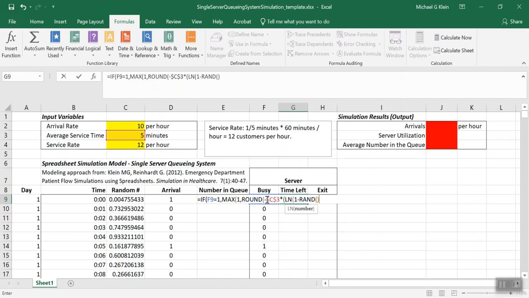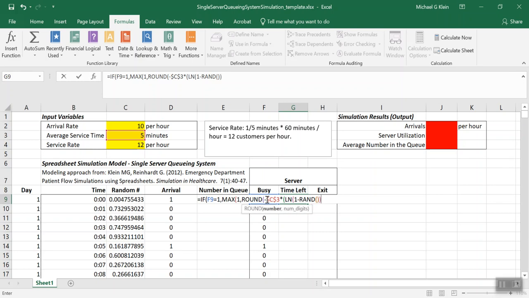Now note that this rand formula is going to generate a different random number than the random number that we have in column C, and that's appropriate. We should not use the random number that we have in column C because that's a random number associated with the arrival process. In this case, we have the exponential distribution for the service process, which is a different part of our system, so we want a separate random number, one for the arrivals and one for the service. So you could put the rand function in another column and perhaps call it random number 2. Or you can put it right embedded within the formula here as we have it.